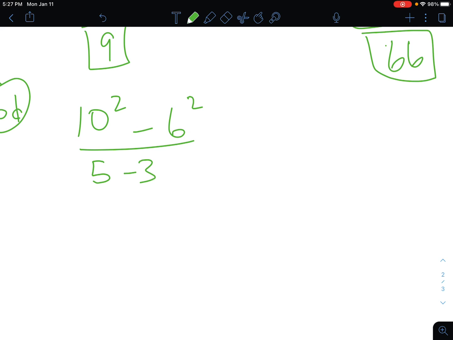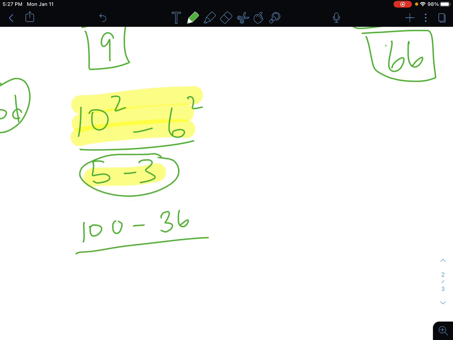All right, so we have to deal with both of these almost as if they have parentheses around them. So we can deal with the top and the bottom. Lots of ways you can do that, but 10 squared is just 100. 6 squared is 36, so we're going to subtract that. And on the bottom, we had 5 minus 3, and 5 minus 3 is just 2.